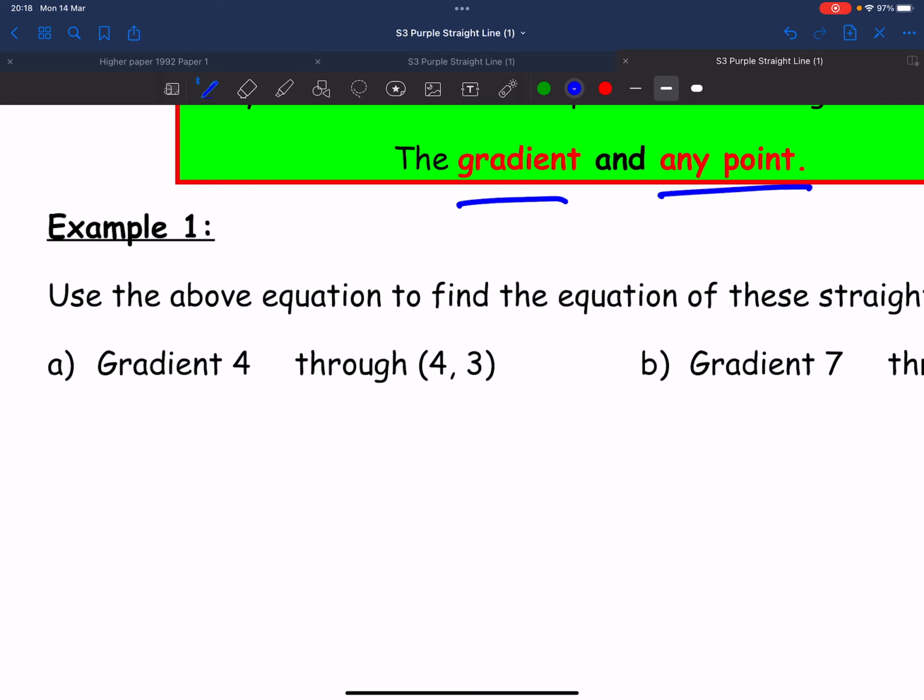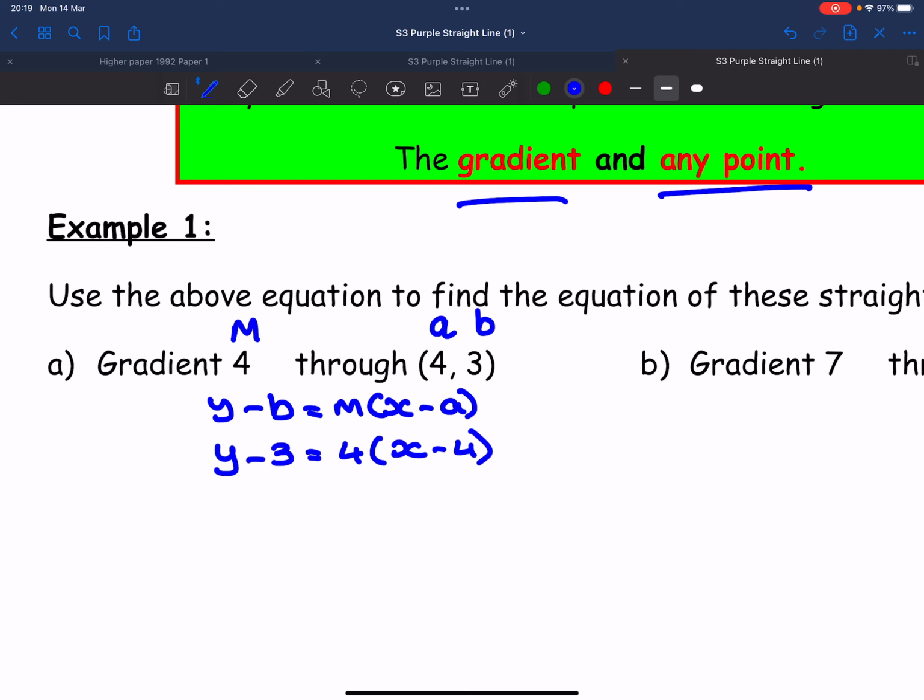So here we have, I want to use the equation to find the equation of this line with a gradient of 4 going through (4, 3). So the equation is y minus b is equal to m bracket x minus a. So we know the gradient is 4, so that's going to be your m value. We know it's going through (4, 3), so a is going to be 4 and b is going to be 3. So put those values into the equation. So we get y minus 3 is equal to 4 bracket x minus 4.